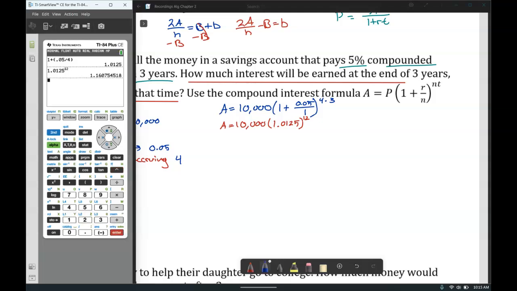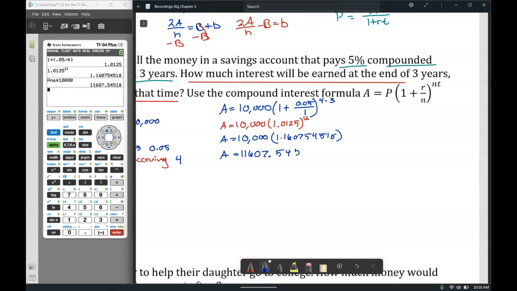And we get this long number, so A equals 10,000 times 1.160754518. Now we don't need to rewrite that because in our calculator, if we take the previous value and click times, you see how it's listing our answer times. That's taking the previous value in our answer, and we can go ahead and multiply it by 10,000 to get this number shown here. And since we're dealing with money, we always want to round to 2 decimal places unless otherwise specified.